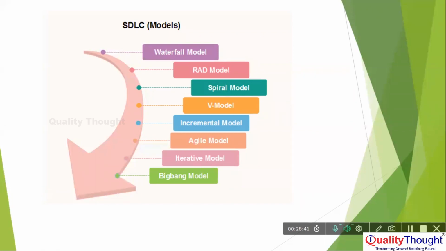Okay, there is something called a spiral model, incremental model. These are done by the R&D department, research organizations like DRDO, DRDL, right? They want to invent something, so they do it in a spiral or incremental model.